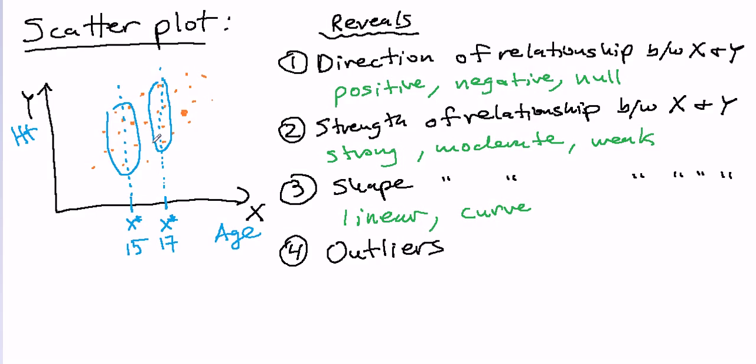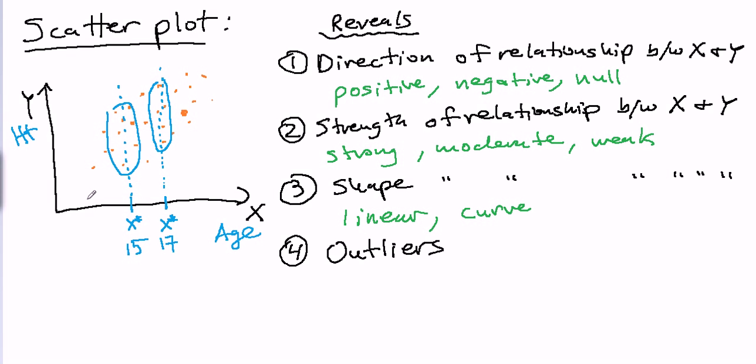But that kind of makes it sound like we're doing something futile. You see that there's a clear pattern that if I know what someone's age is, then it does give me some information about their height.